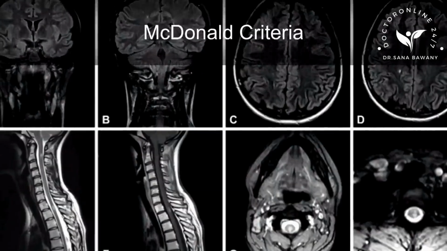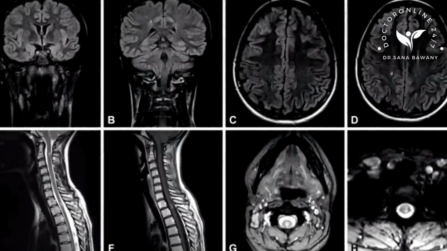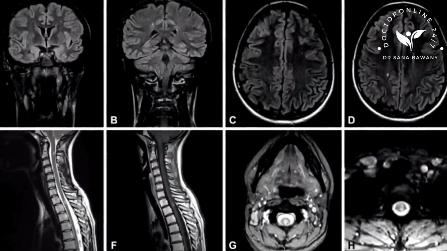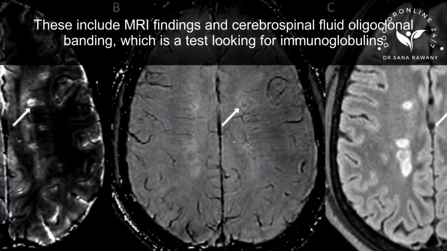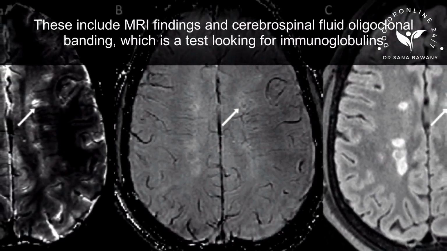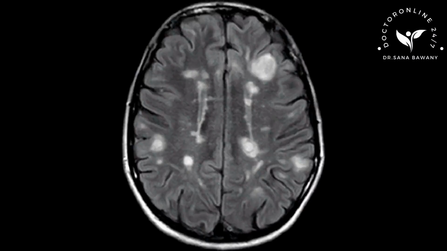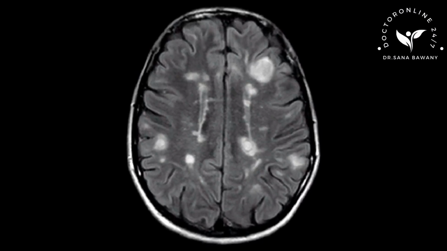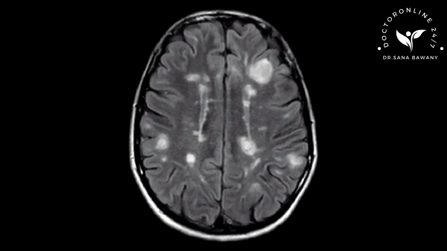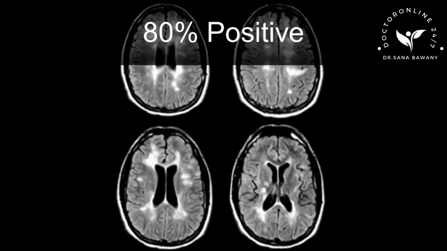The revised McDonald's criteria are the most commonly used tool to demonstrate dissemination in space and time. These include MRI findings and cerebrospinal fluid oligoclonal banding, which is a test looking for immunoglobulins within the central nervous system, indicating inflammation, and is a test that is 80% positive in multiple sclerosis.